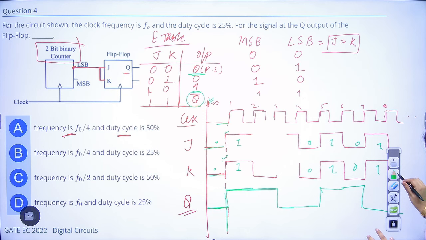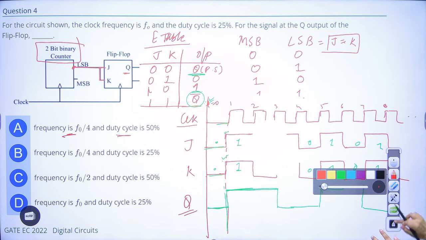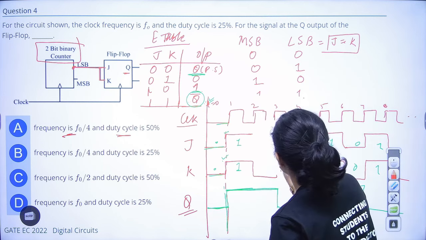There is no undo option, right? It's okay. Let me draw it again.